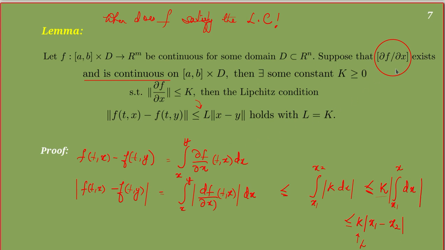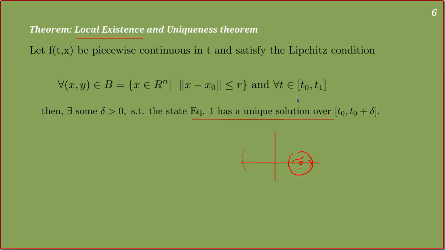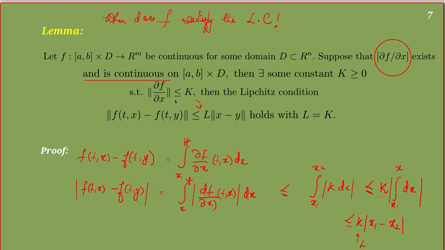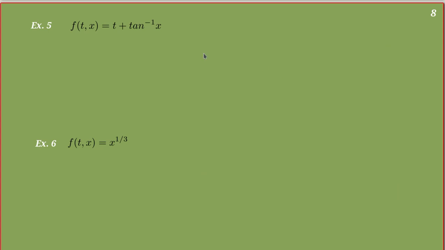From this theorem, it says that if the Lipschitz condition is satisfied, the system has a unique solution. From this equation, if ∂f/∂x is continuous, then the system has a unique solution. So everything is interrelated. Now we will see some problems and check whether a solution exists for this system using the Lipschitz condition.